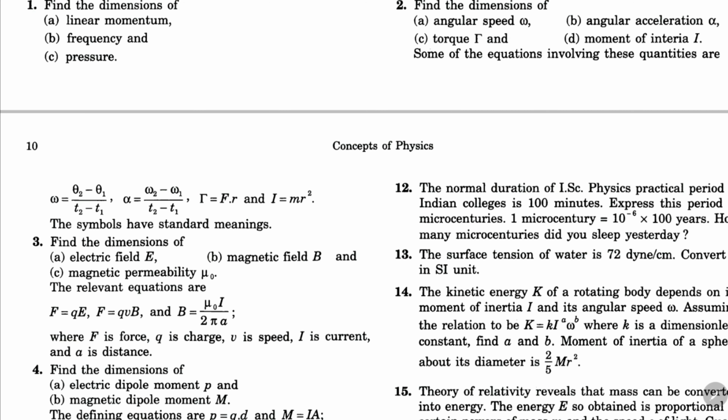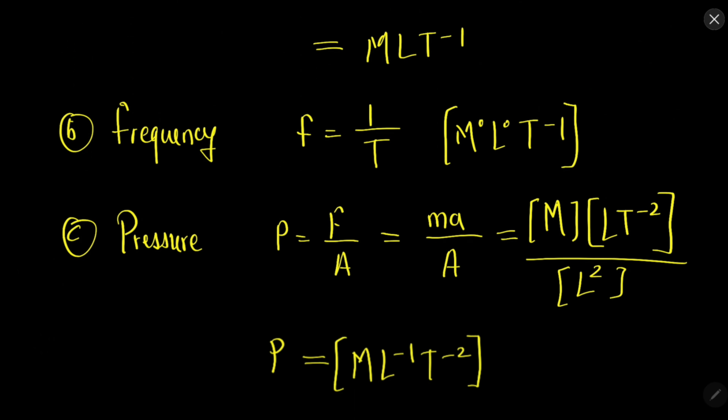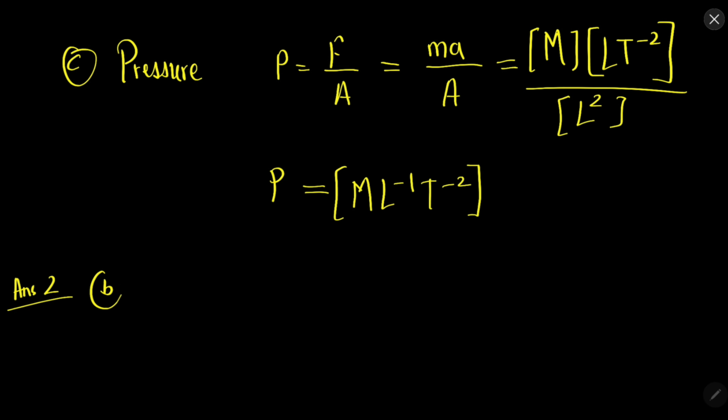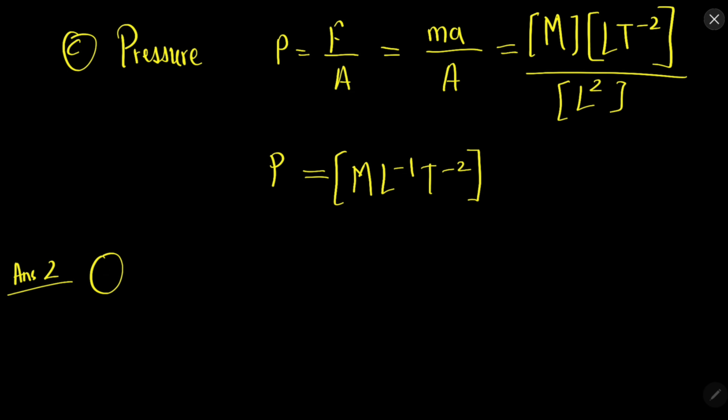Now in this second question again we have to find some dimensions, but here the dimensions are of angular quantities: angular speed, angular acceleration, angular force, that is torque, and angular inertia, that is moment of inertia. So in the second question, let's first find the dimension of angular speed.